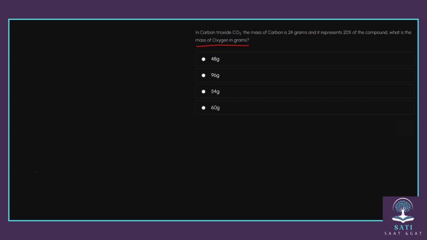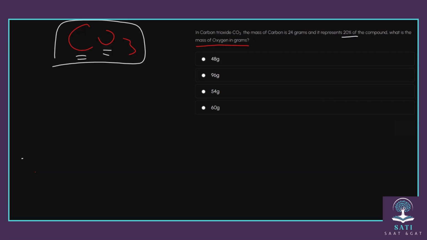So this one now, CO3, it contains how many elements? 2 elements, which is carbon and oxygen. Okay, and the mass of the whole compound represents 100%. Good. And each part of it represents a partial ratio.